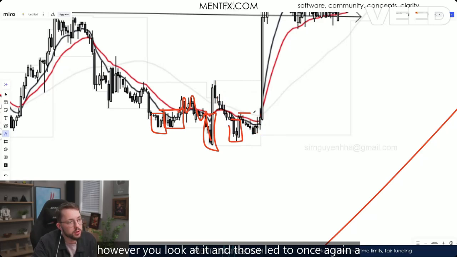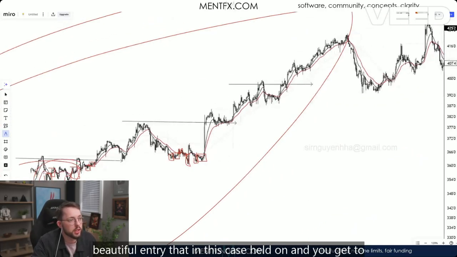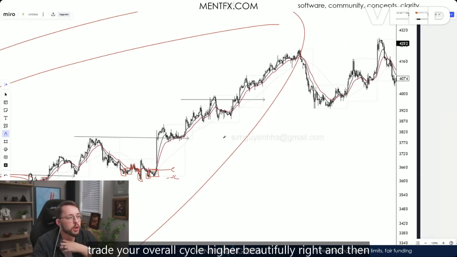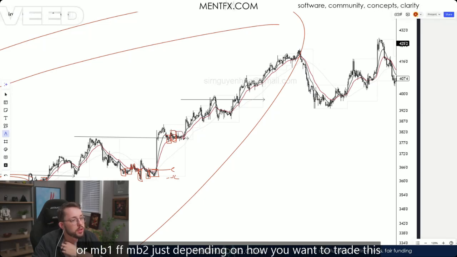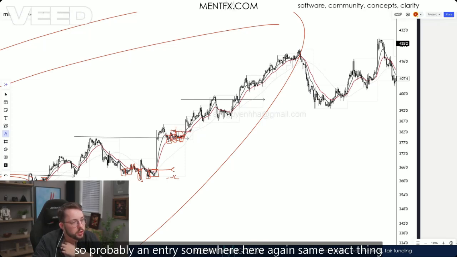And those led to, once again, a beautiful entry that in this case held on, and you get to trade your overall cycle higher beautifully, right? And then if you don't, then you have another flush, MB1, MB2, or MB1, FF MB2, just depending on how you want to trade this. So probably an entry somewhere here.